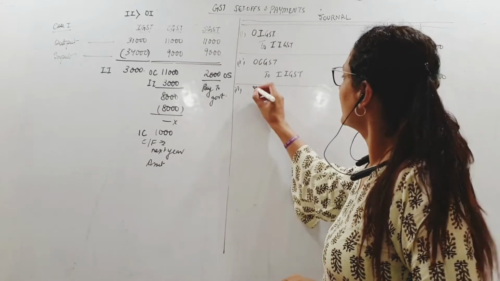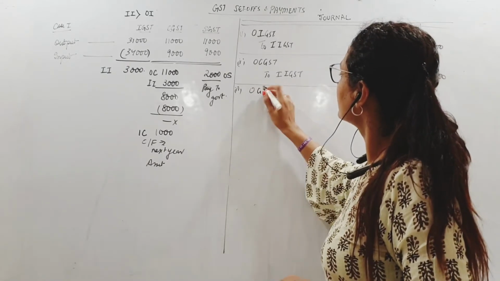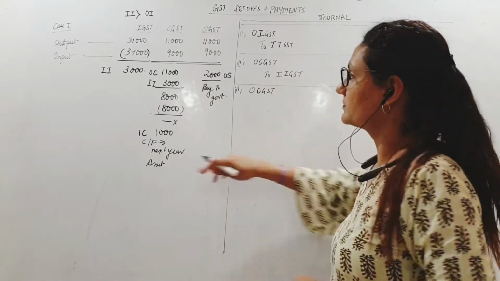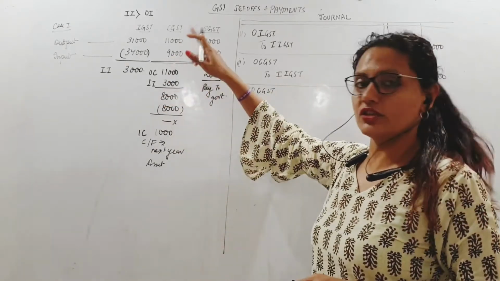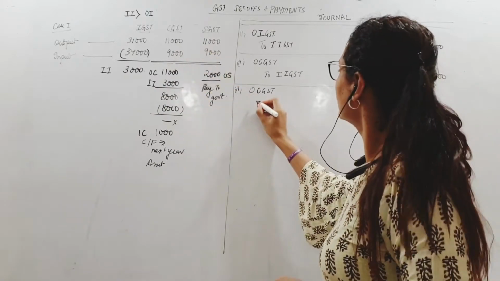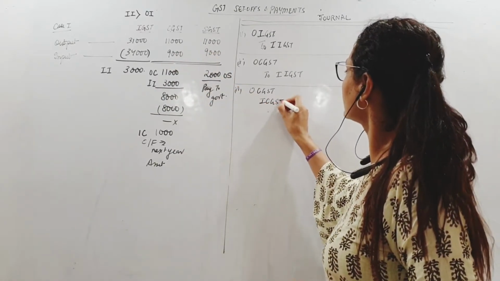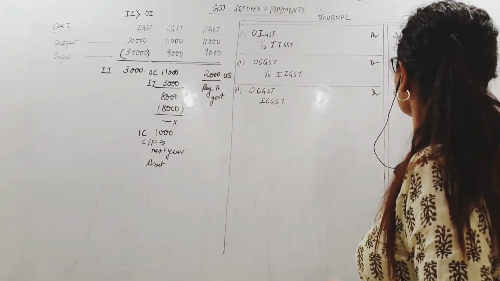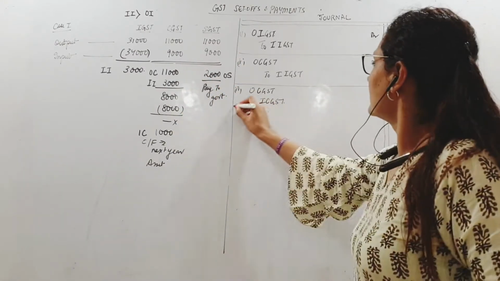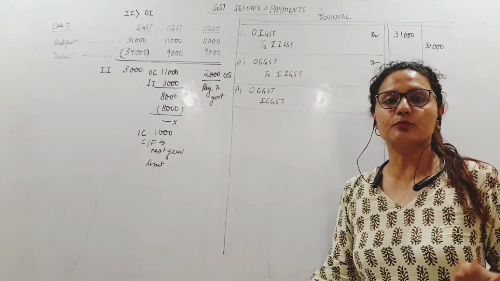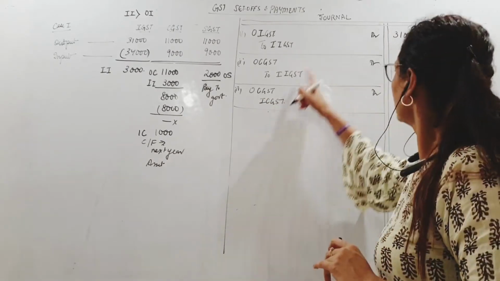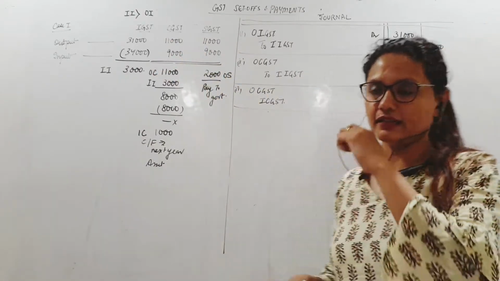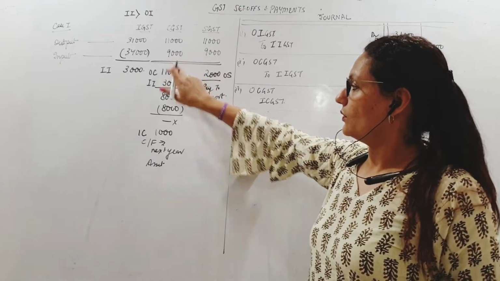Next entry is output CGST debit. This is what we are doing. Setting off CGST against input CGST. Input CGST. How much did we write off? 8,000. Okay. So output CGST also finished. यहाँ पे debit 3, यहाँ पे debit 8. 11 gone. Right? You are still left with this 1,000.